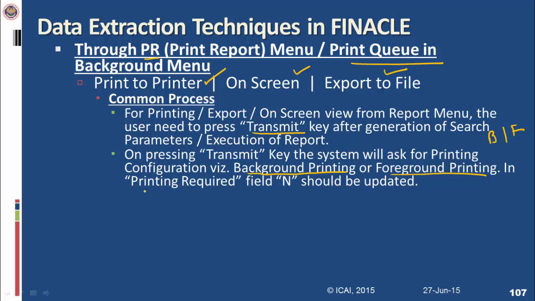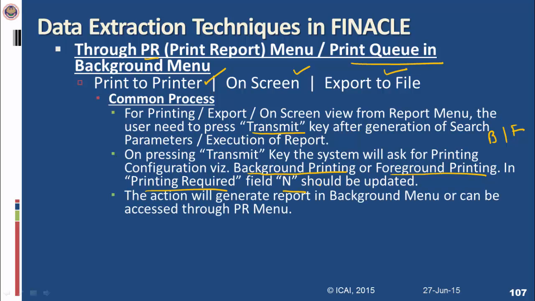In the printing required field, no should be entered. The reason to enter no is that if the user enters yes, the system will not function till the printing is completed. Meaning thereby, we will be keeping the system busy till the printer completes its job. So it's better to enter no, and afterwards we can take a print of that report. The action will generate the report in the background menu, or it can be accessed through the PR menu.